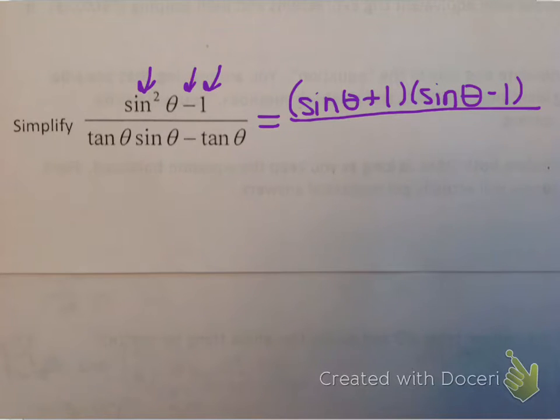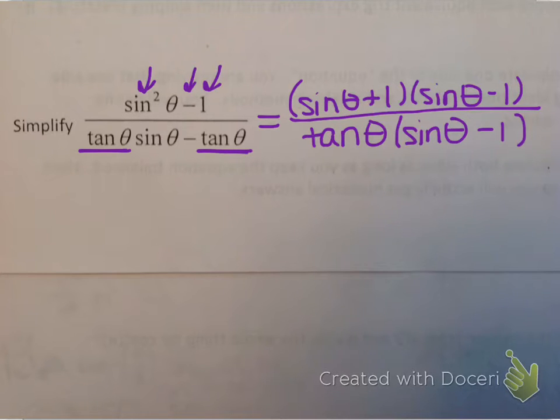And then the denominator factors, because it's got a greatest common factor. Both terms in the denominator have tangent in them. When I pull that tangent out, it leaves a sine of theta in the first term and a -1 on the second term. And those are factors that would cancel. Now, believe it or not, we're done.